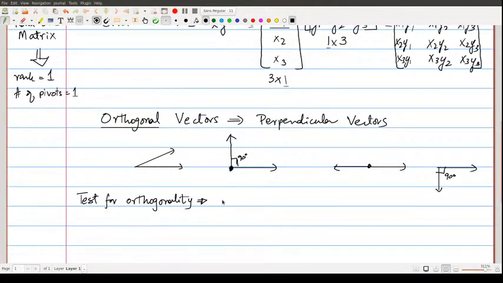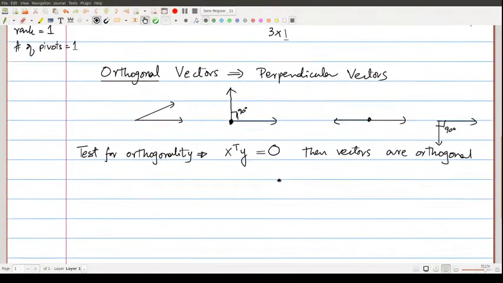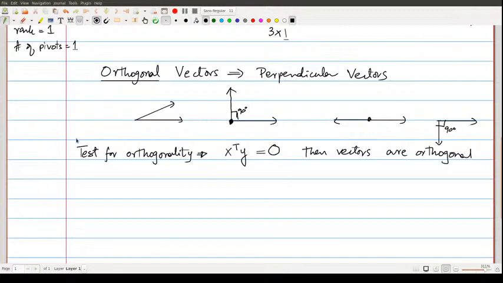I was talking about orthogonal vectors, and so the test for orthogonality is as follows. You just check X transpose Y, and you check whether it's zero. If X transpose Y is equal to zero, then the vectors are orthogonal, right? They're perpendicular to each other. They're intersecting at a 90-degree angle, right? So that's a rather simple test for orthogonality.